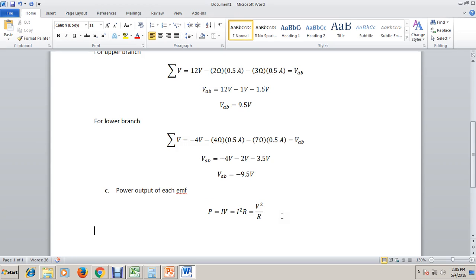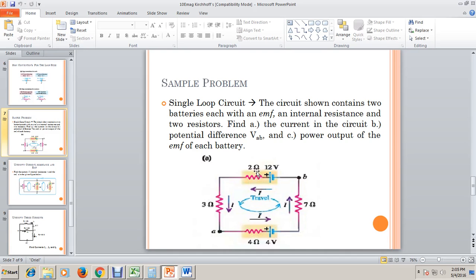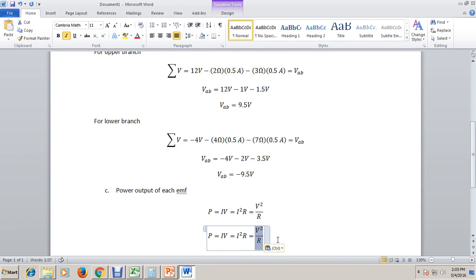Okay, so to compute the power output of the 12 volt EMF, we consider, of course, the internal resistance of the battery, which has a resistance of 2 ohms. Remember that the current flowing through the battery is 0.5. So therefore, the power output of the 12 volt battery is equal to V squared over R.